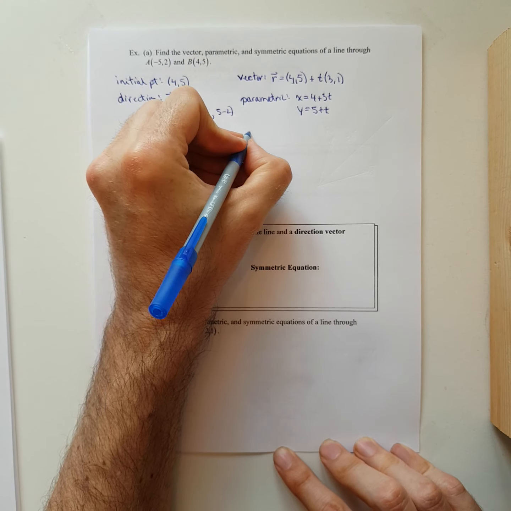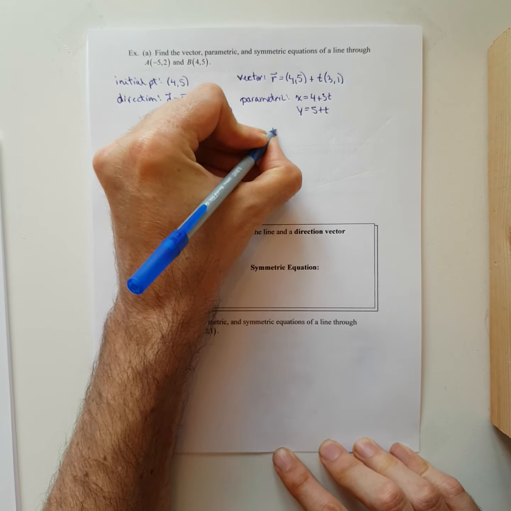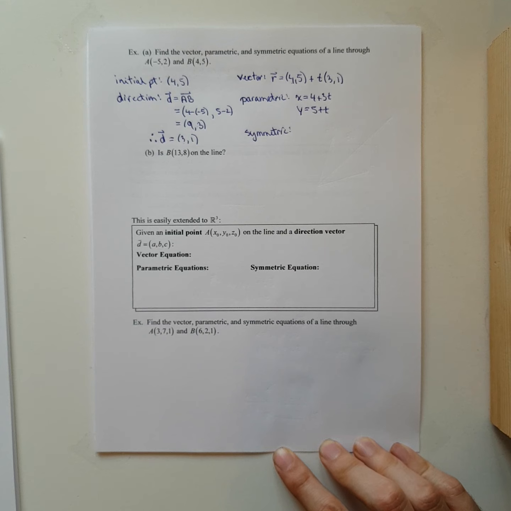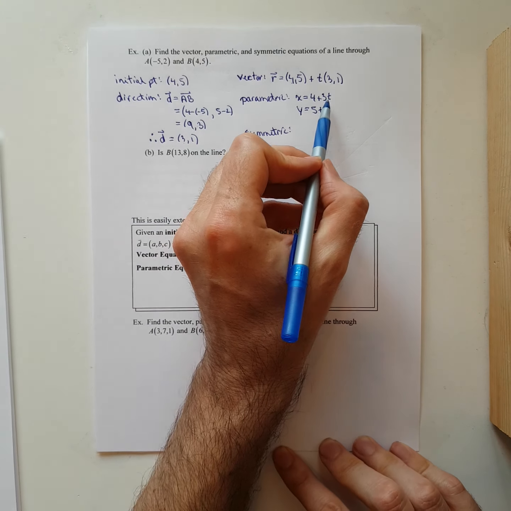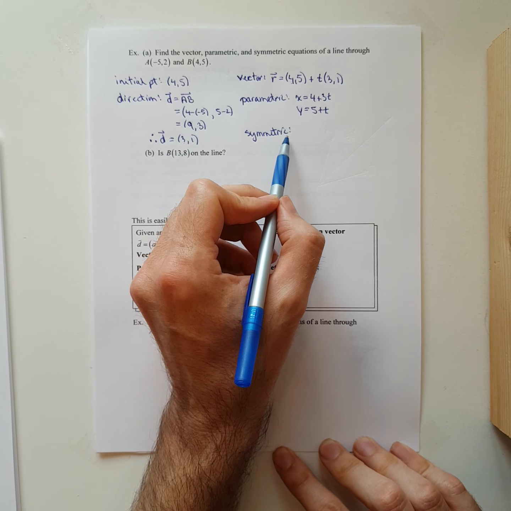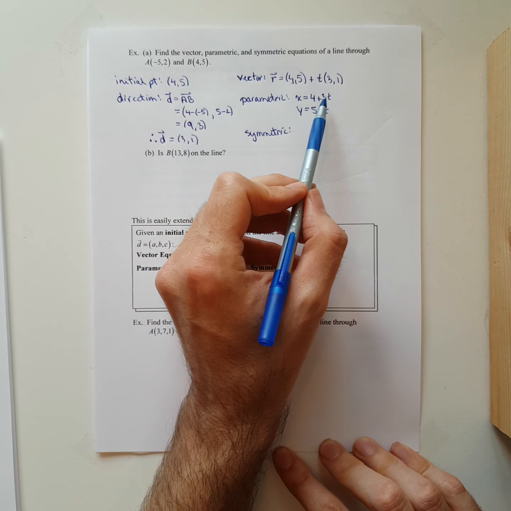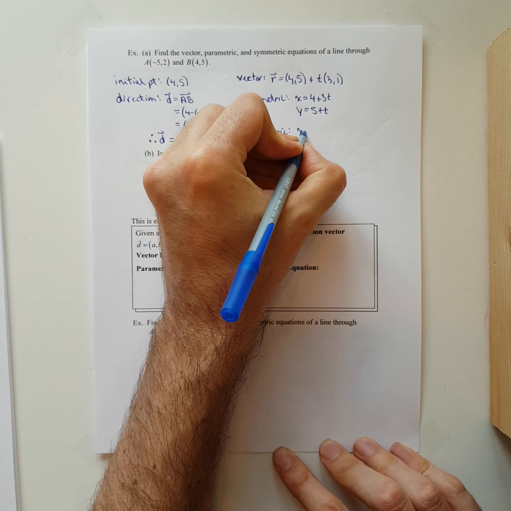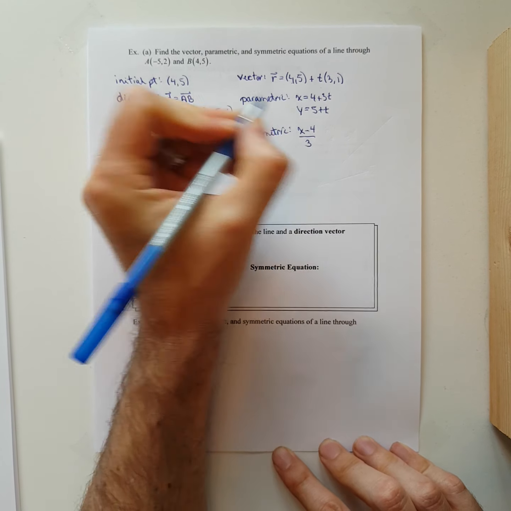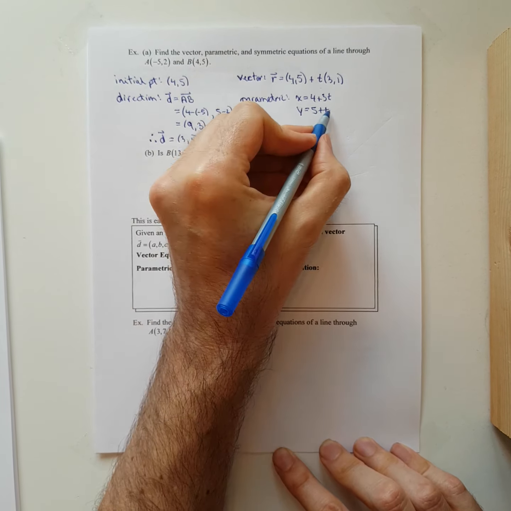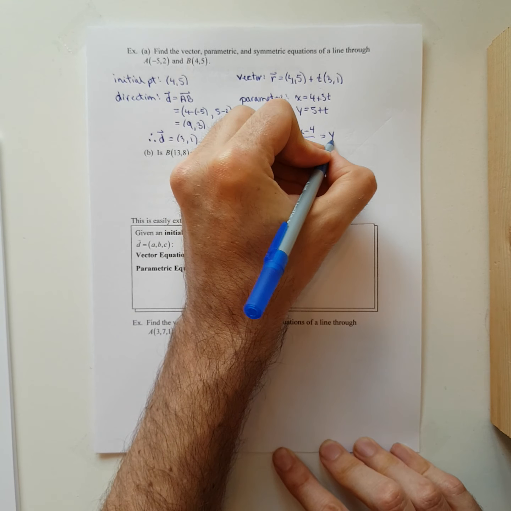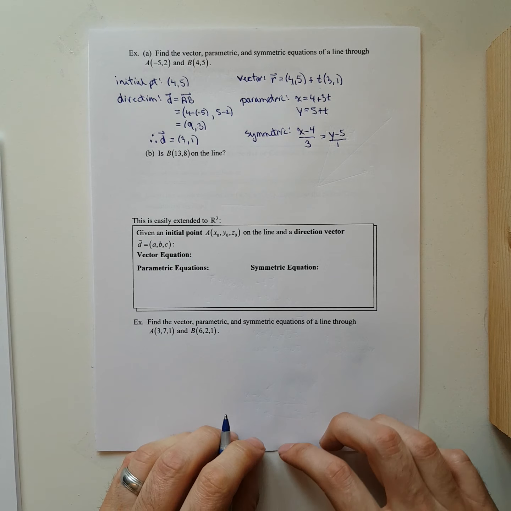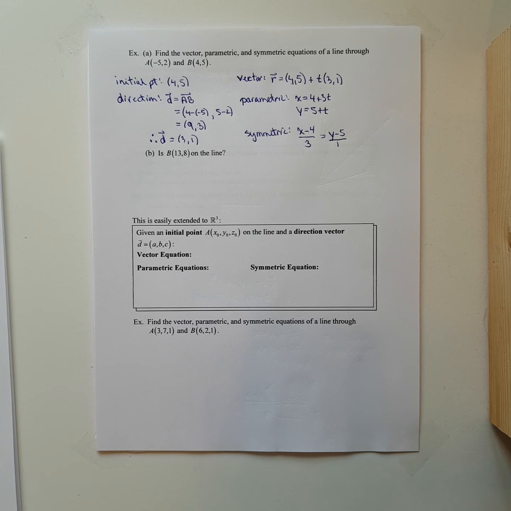If I want to write out the symmetric form, you can either memorize the form from the previous page, or what you can think of again is how we develop them. Symmetric really just means that I'm going to isolate for the t. So if I isolate for the t here, I'm going to have x minus 4 over 3. And if I isolate for the t here, I'm going to have y minus 5. If you want, we can say over 1. We don't really need it, but there it is. So there's a symmetric form.